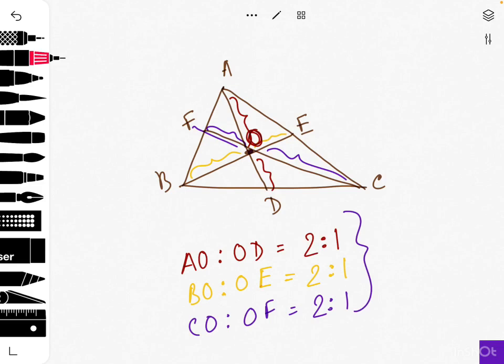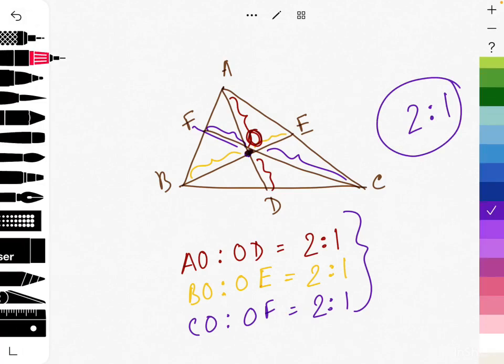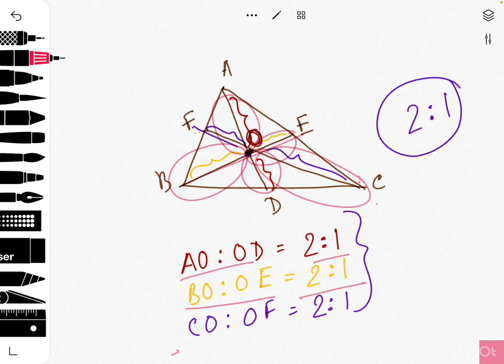So keep it in your mind that the centroid always breaks the median into a 2:1 ratio. AO and OD are in a ratio 2:1, similarly for the median BE, BO and OE are in a ratio 2:1, and for the median CF, CO and OF are in a ratio 2:1. The centroid always breaks the medians in a 2:1 ratio.